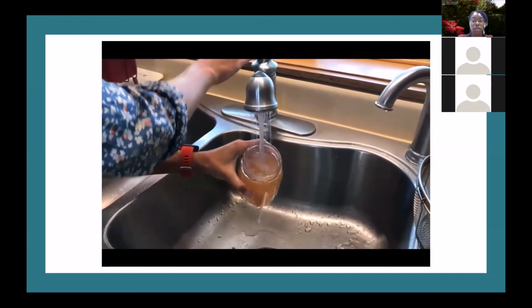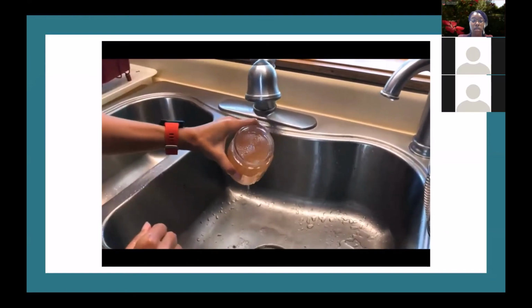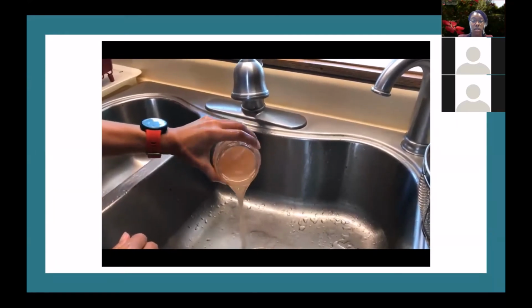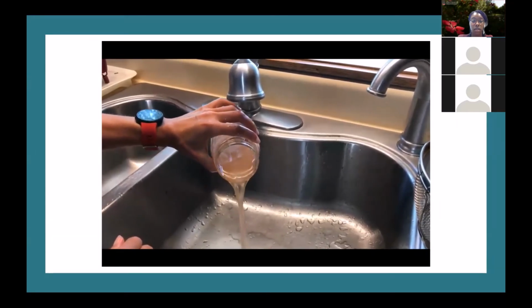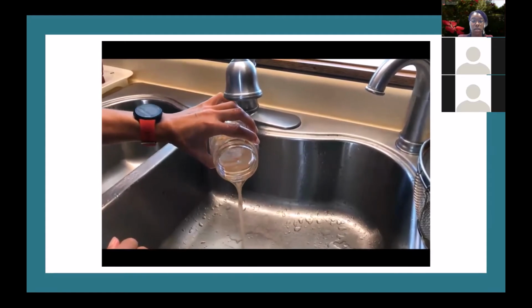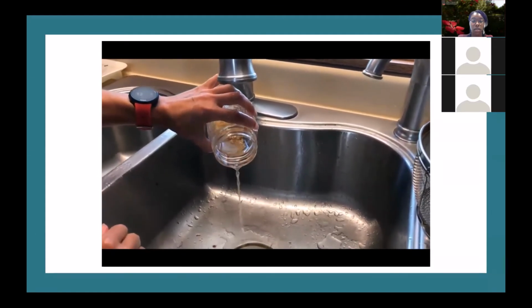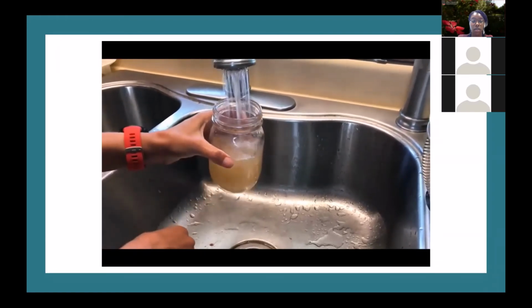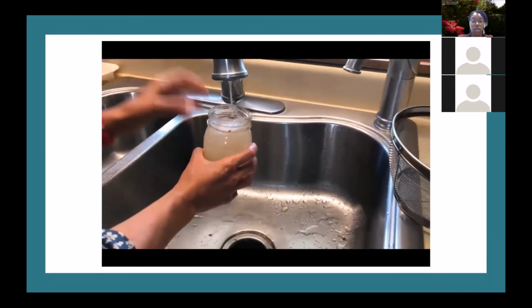So we're going to use lukewarm water, and we're going to fill up this jar to the top, making sure nothing spills out. Give it a little swirl, and then we're going to let this heavier seed settle to the bottom and pour all of the cloudy water off.